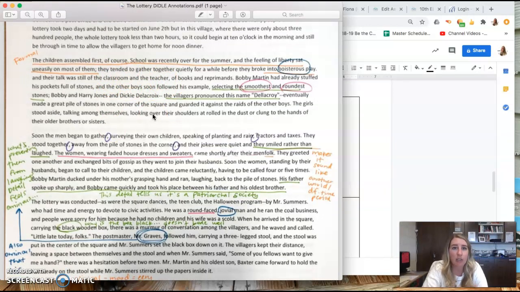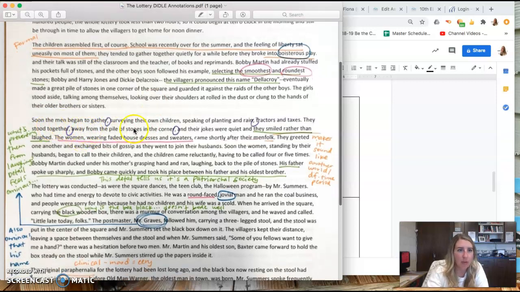It says they tended to gather together quietly for a while before they broke into boisterous play, and their talk was still of the classroom and the teacher, of books and reprimands. Bobby Martin had already stuffed his pockets full of stones, and the other boys soon followed his example, selecting the smoothest and roundest stones. Okay, so there's nothing much in that, like kids are gathering rocks, but we should question why are they gathering these rocks, right? She tells us how to pronounce the name, gives us that detail.